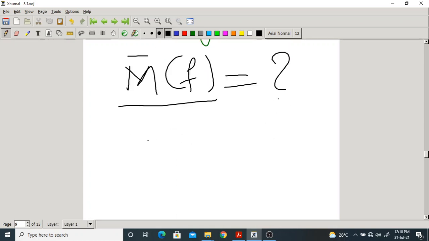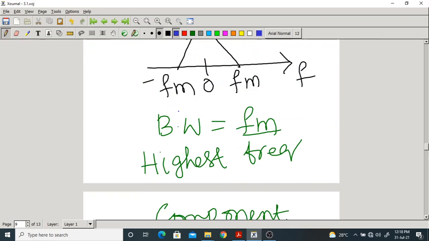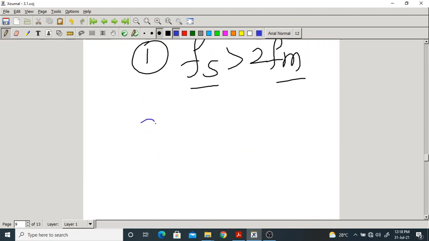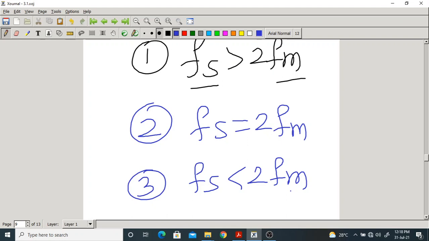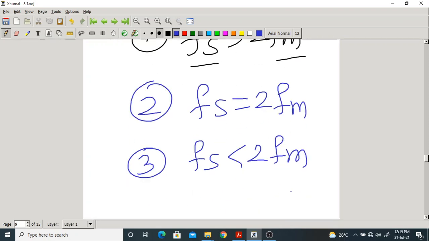For this I will take some conditions. What I take is, case 1: Fs is more than 2fm. First of all, what is Fs? Sampling rate. What is Fm? That is the highest frequency component of M of t or M of f. Case 2: Fs is exactly equal to 2fm. Case 3: Fs is less than 2fm. In these three cases, let us draw the spectrum of the sampled signal M overline of f. So why am I assuming these conditions? We will come to know a little bit later.